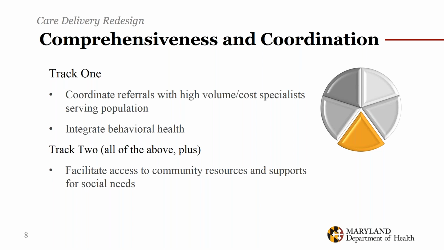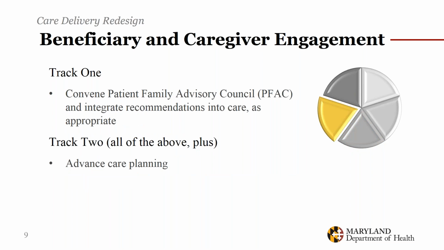Comprehensiveness and coordination is the third domain. So in track 1, practices are encouraged and asked to coordinate referrals with high volume or high cost specialists that serve their population, perhaps even developing co-management agreements. They're also encouraged and required to integrate behavioral health. The program gives a couple of options for how you can integrate behavioral health into your practice if you're not doing it today. Those 2 options include developing a behavioralist model, which is training someone who's a primary care provider in your practice to handle behavioral health for your patients. The other option is actual co-location of an outside person in your practice, such as a psychiatrist or psychologist who's not part of your practice.